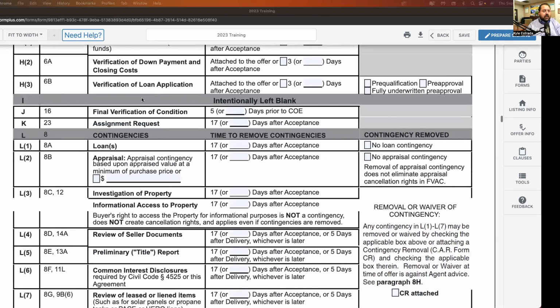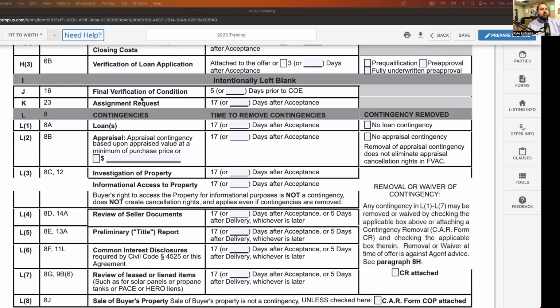So what we're going to look at right now is paragraph 3J, jumping into our time periods, okay? The next one is the final verification of condition. The default of that is 5 days prior to close of escrow. I don't see any reason that needs to change. 5 days prior to close of escrow, not a problem, okay?